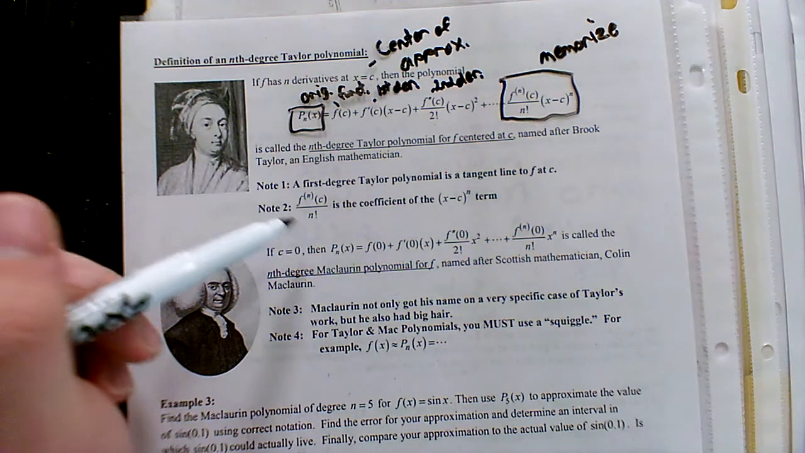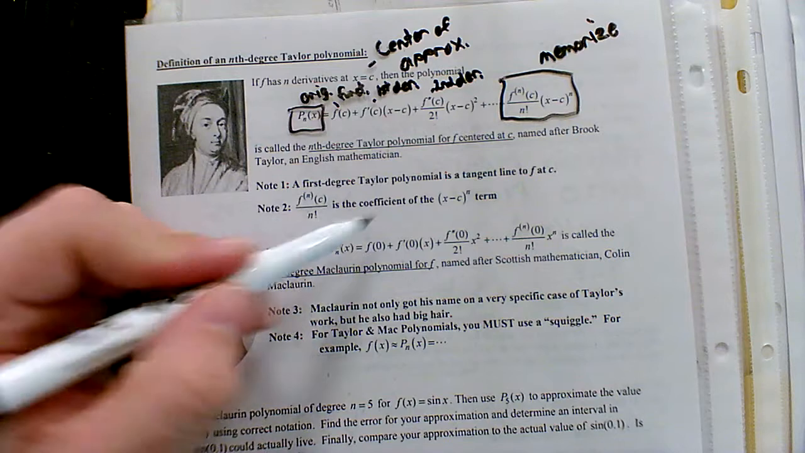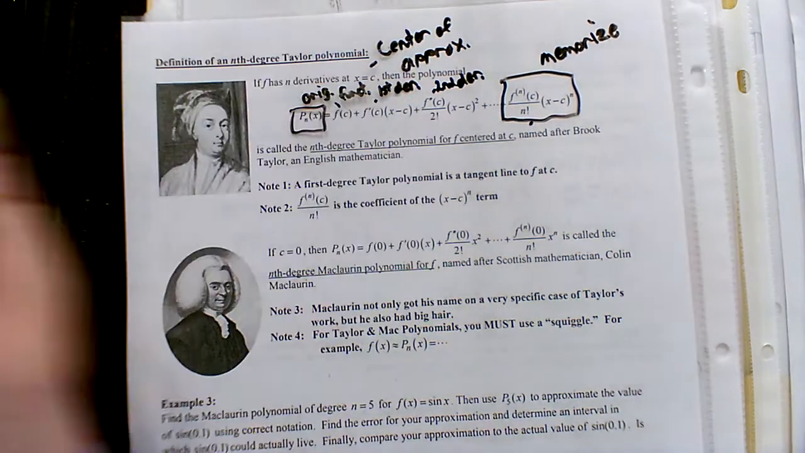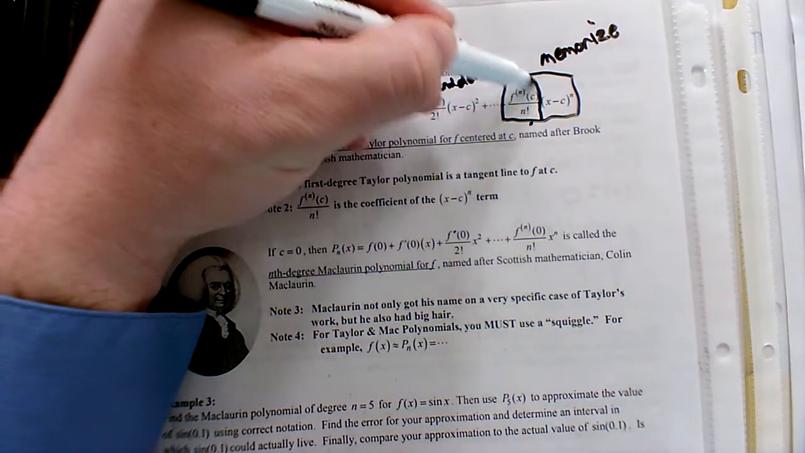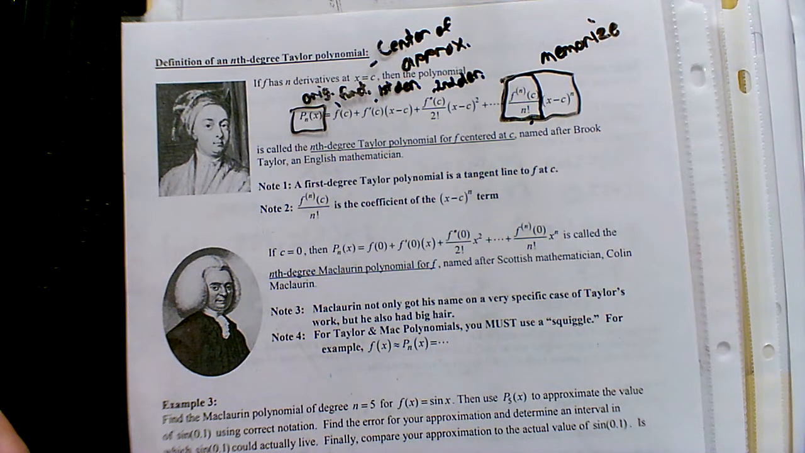Note 2, so this here is the coefficient of the x minus c to the n term. So if you look, what they're referring to is this part up here that I had you memorize. This whole first part is a coefficient. So that will actually be some value.